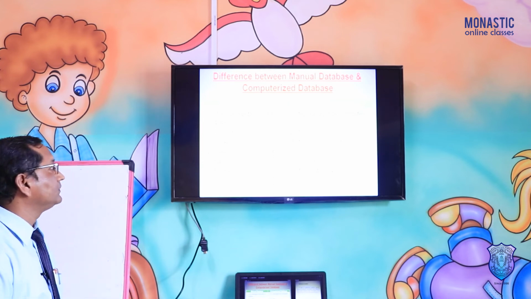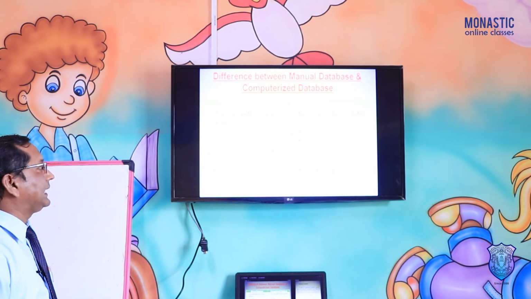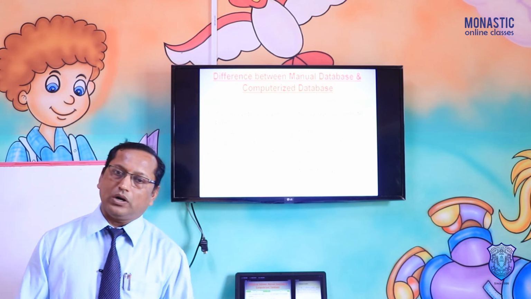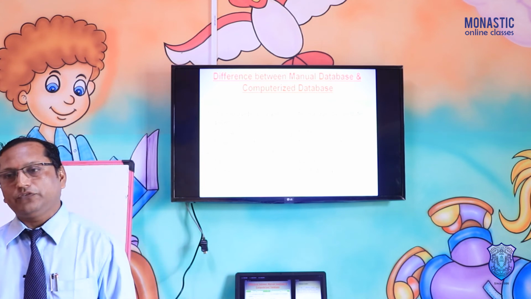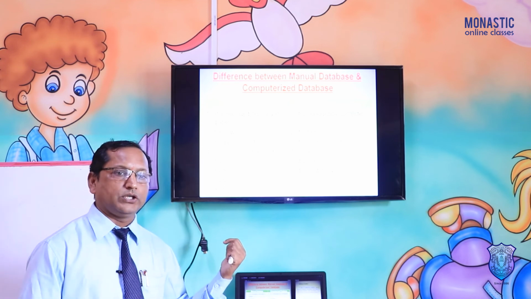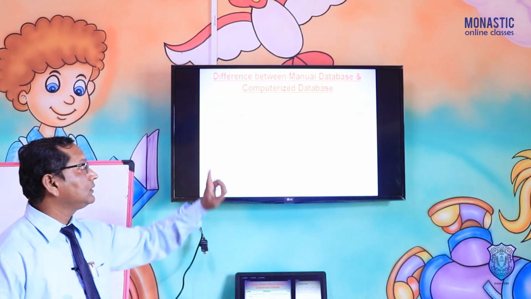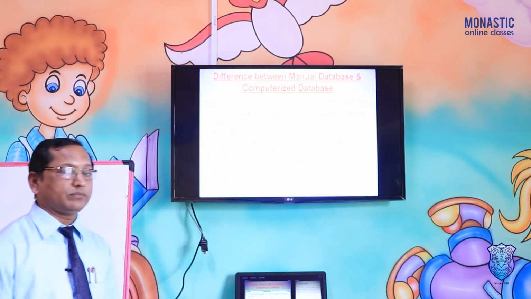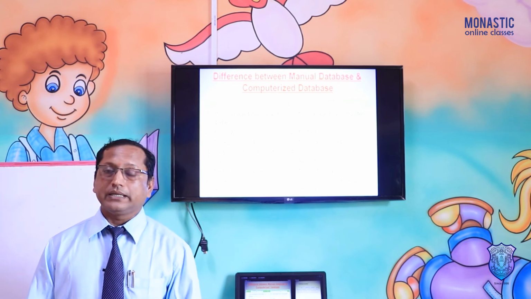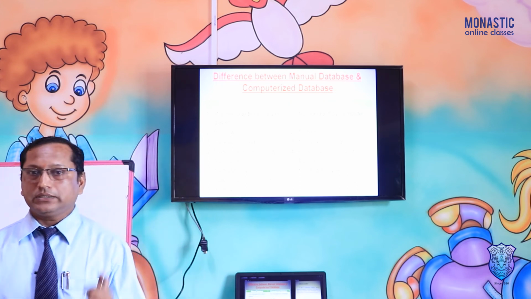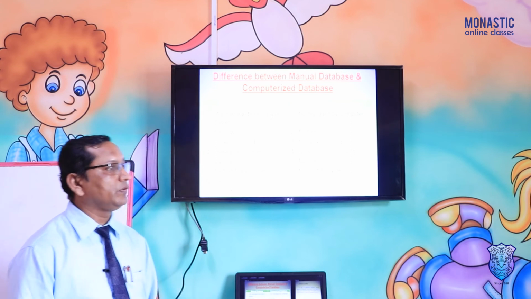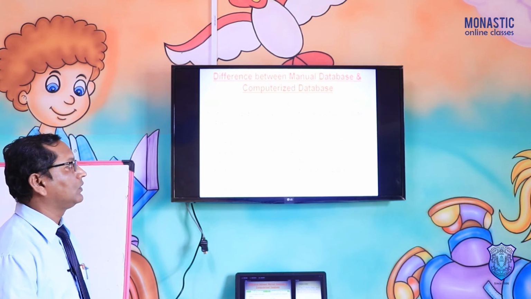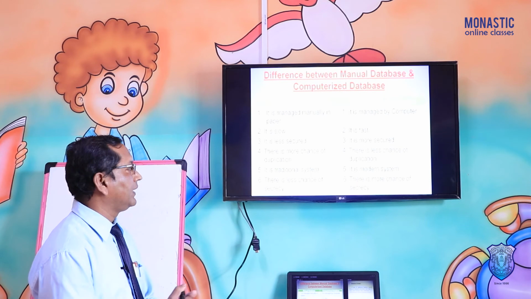Next point we have, there is more chance of duplication. Means the same data or the same record can be repeated time to time in the manual database. But in a computerized database, there is less chance of duplication. I can say there is no chance of data duplication because there is such a provision, such criteria which we can fulfill. When we fulfill the criteria, there is less chance of data repetition.